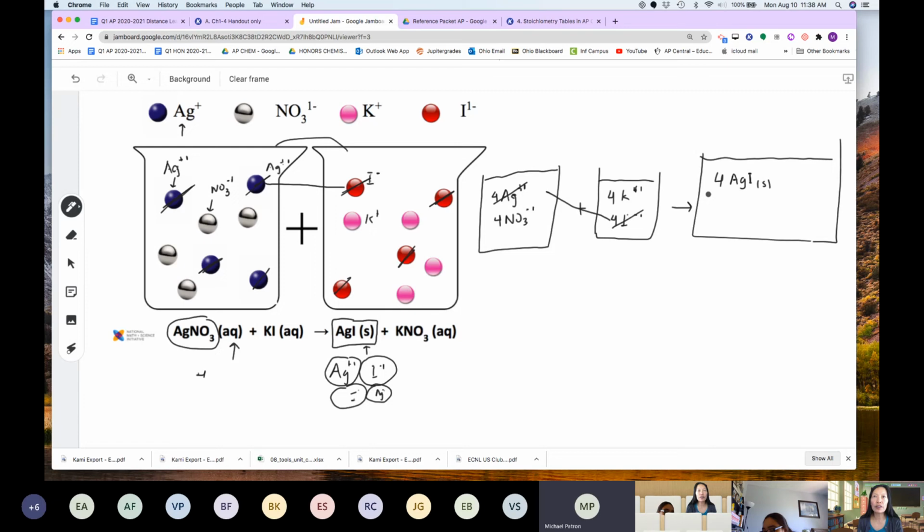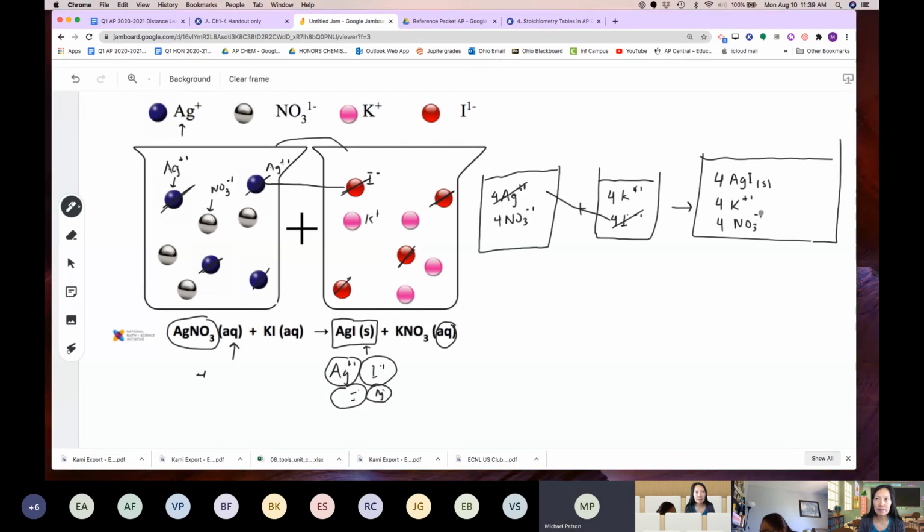So what else is left over? The 4 K pluses are not bonded. You see this aqueous right here? That means they're not together, they're still apart. And you also have 4 NO3 minuses. And that's how you do the homework. Questions?